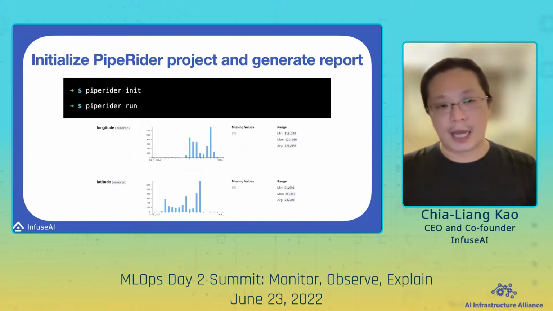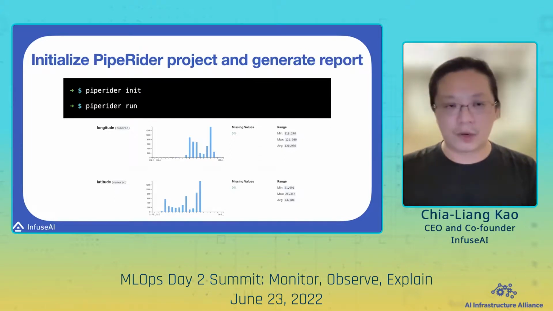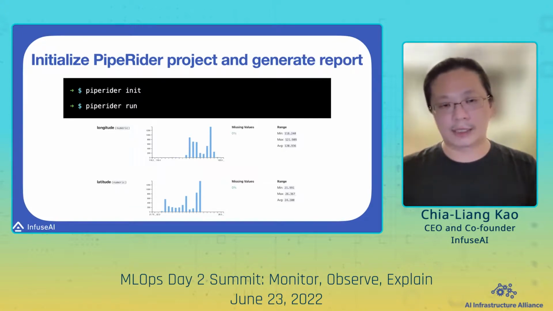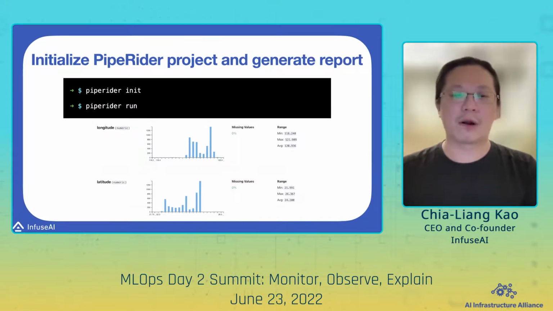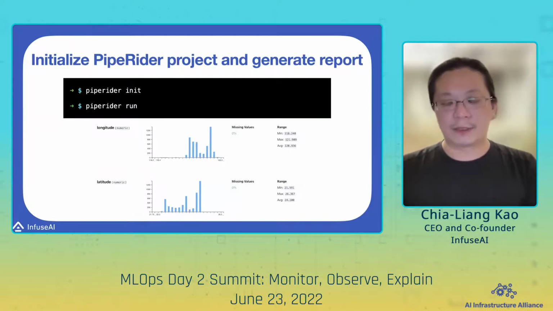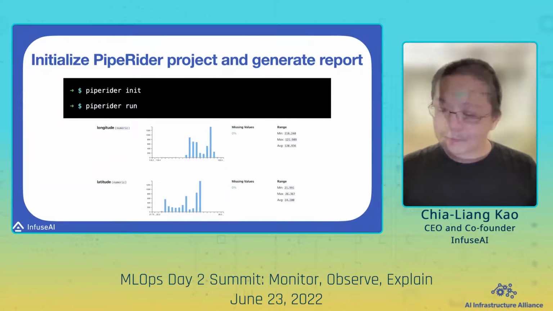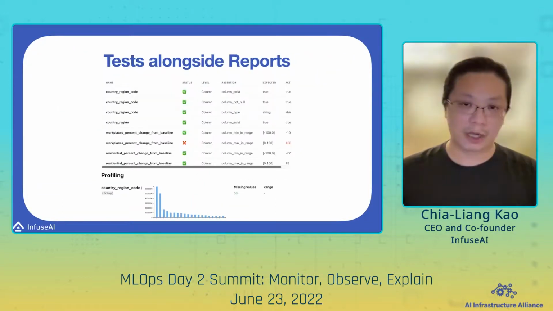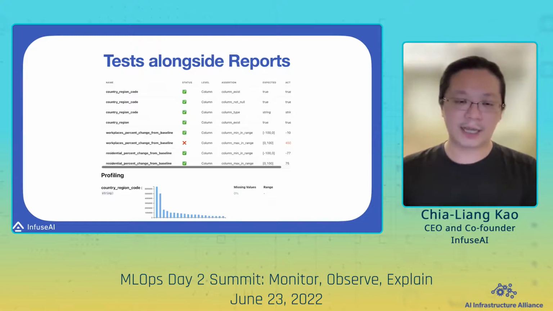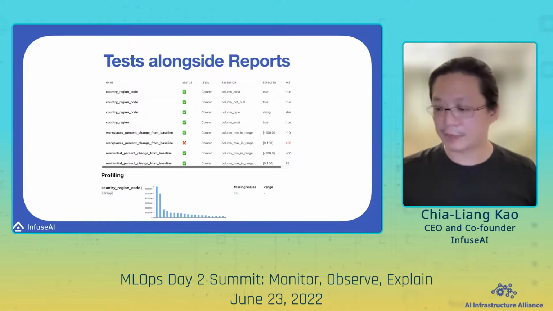You run init and then you say Pipewriter run, and immediately it presents you with the data insight, showing the distribution and whether there are missing values, and then it can suggest that you add a test to be enforced later. So the data report also comes along with the test results. These tests can be added manually or according to the suggestion. And there are ways to create extensible custom tests for your own data types.